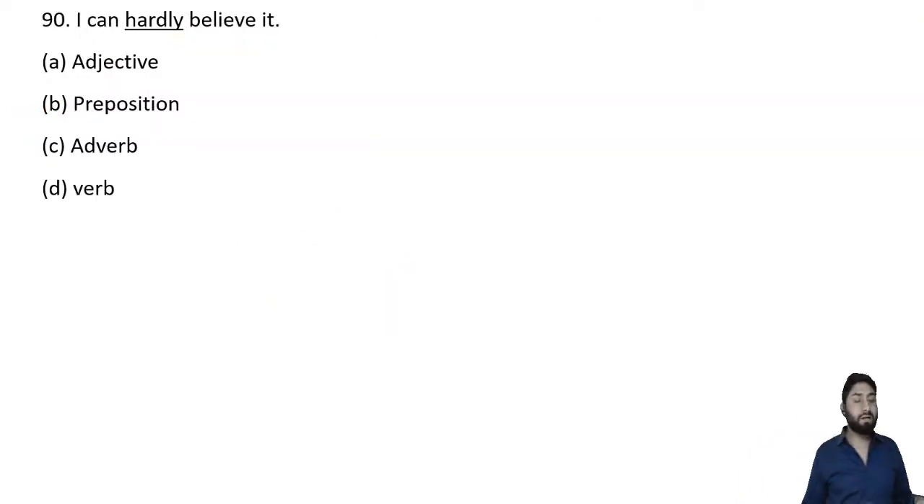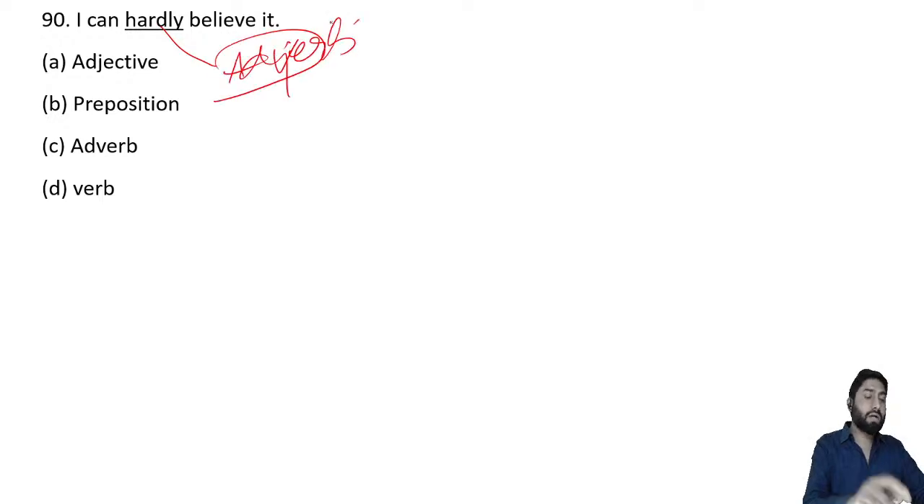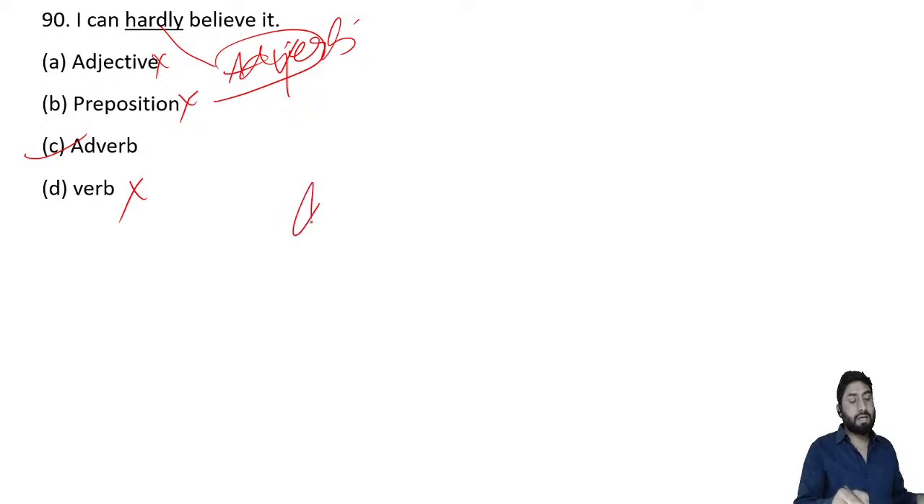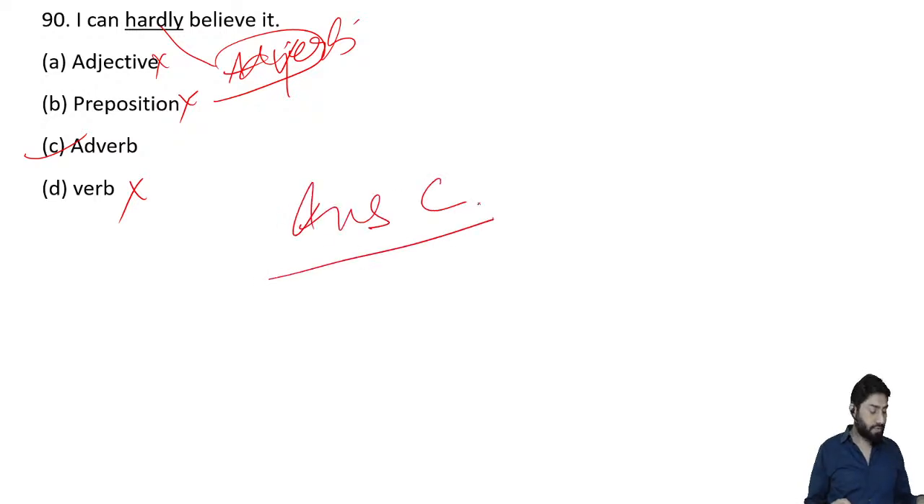90. I can hardly believe it. It's used as an adverb here, right? Hardly believe it. So adverb, this is an option. There is no adjective, preposition, adverb, verb like that here. So the answer here is C, 90. So we're done with, I think.